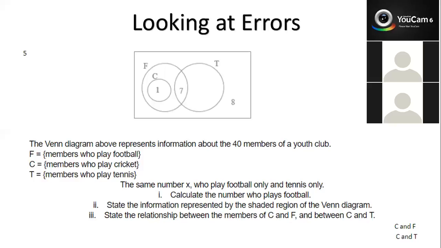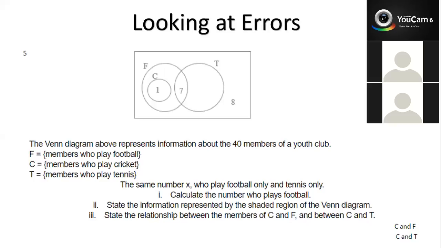Question now. How many elements intersect? How many members are part of both the football club and tennis club? 7. How many elements are in both the football club and the cricket club? 1. Good. So your eyes are working there. All right. Read the rest of the question now for me, please, Julian.